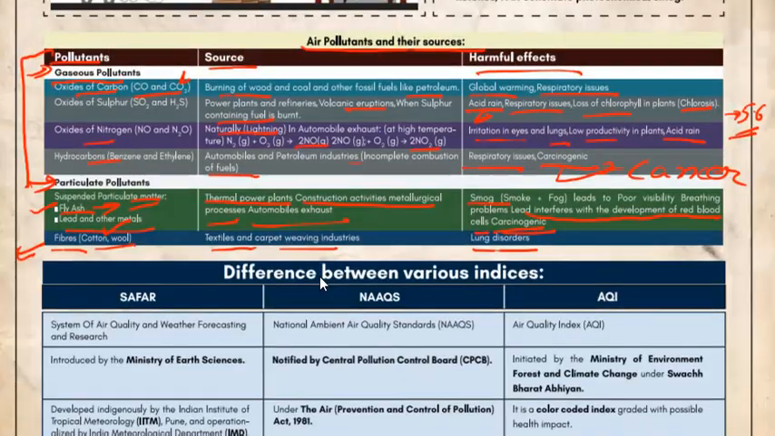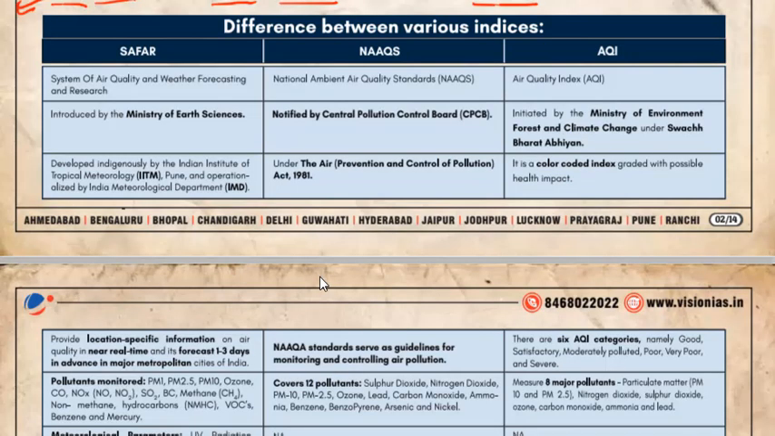This is the difference between various indices. Three types of indices are given: SAFAR, NAAQS, AQI. You all know about the air quality index. Let's see the differences. First is SAFAR, the System of Air Quality and Weather Forecasting and Research. What is NAAQS? National Ambient Air Quality Standard. And this is the most common, the air quality index. Let's first see the details about SAFAR, then we'll see the others.